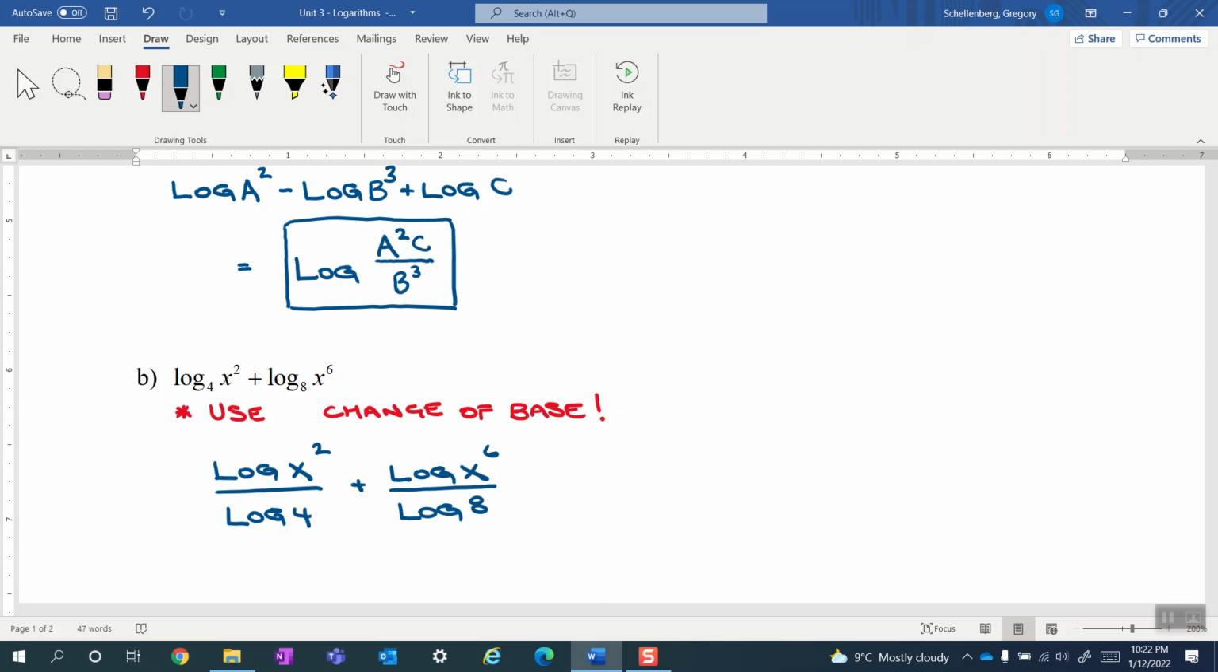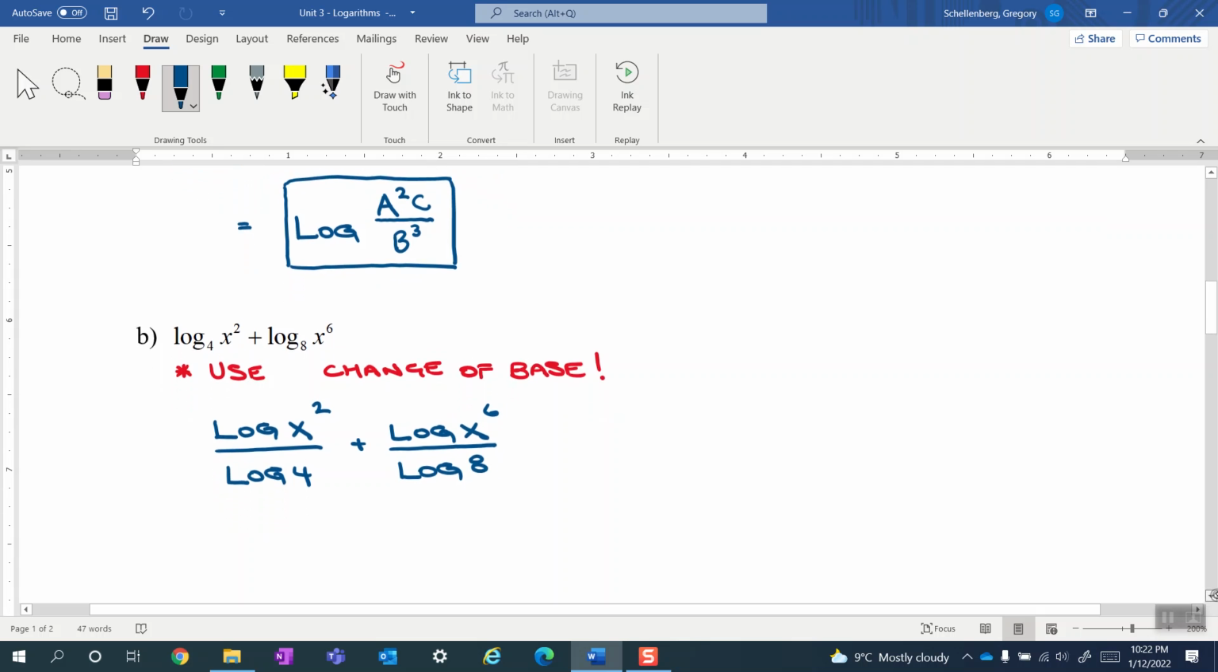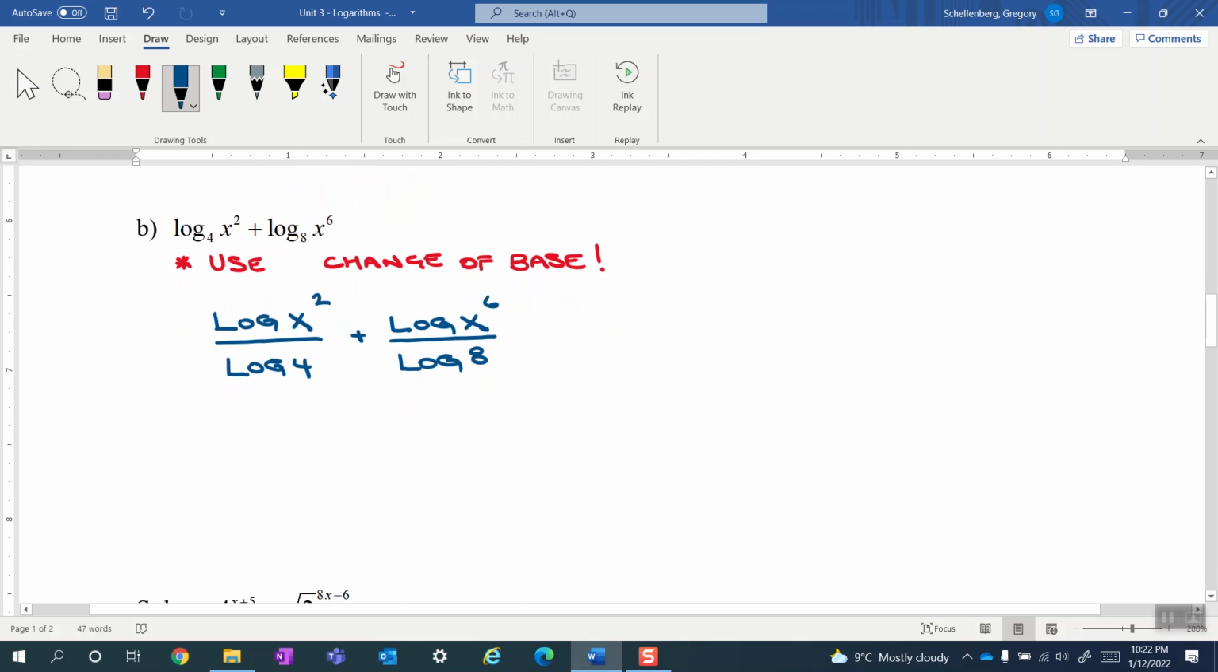Okay, so we're looking to add two fractions, and in order to do that, we need a common denominator. We don't have a common denominator, but what I do notice here is that both 4 and 8 could be rewritten as powers with a base of 2. So let's try that in our next step. So we've got the log of x squared, and I'm going to rewrite the log of 4 as the log of 2 squared.